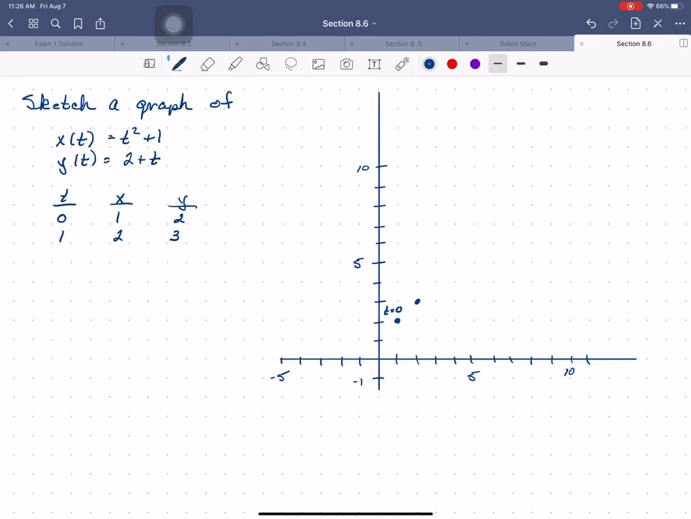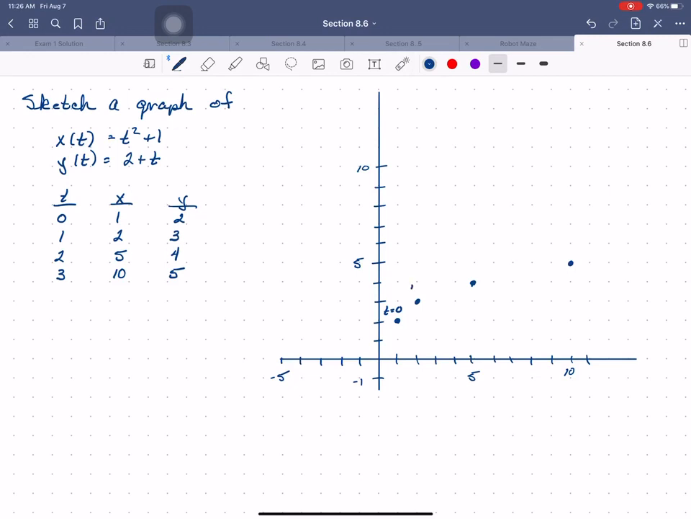Let's keep going. Let's see what we get. When t is 2, x is 5, and y is 4. When t is 3, x is 10, and y is 5. So this is not looking very linear anymore, which tells me that it might be a curve shape, so I probably need to go into the negatives with my t.